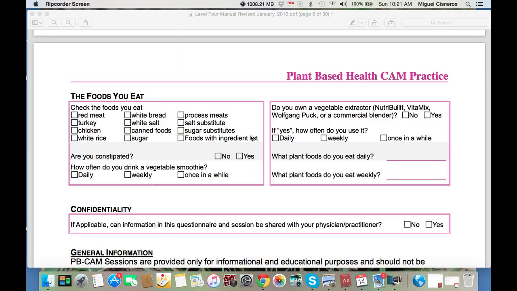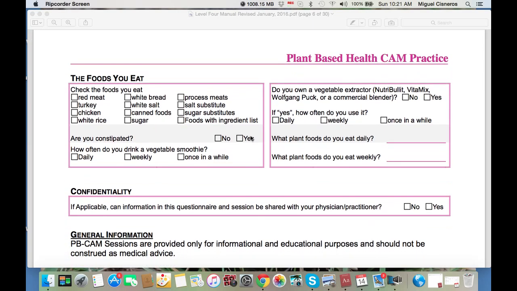The foods that you eat. Check the foods that you eat. Red meat, all cancers connected with red meat. It's out of the box. It is done. Turkey, chicken. We look at, and I used to look at animal meat, and it has growth hormones, it has antibiotics, and that was my reason to slow down in eating them.